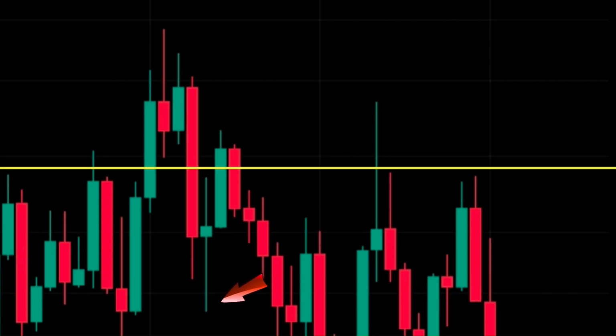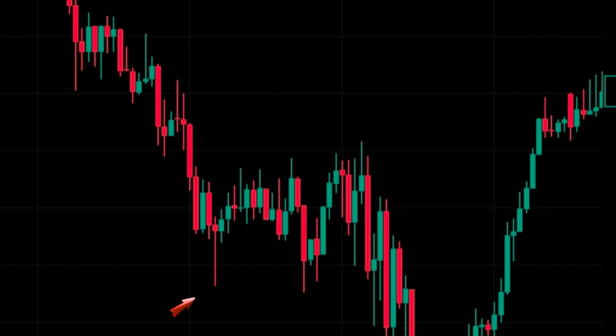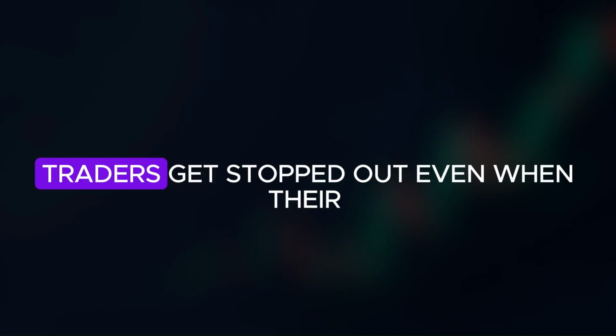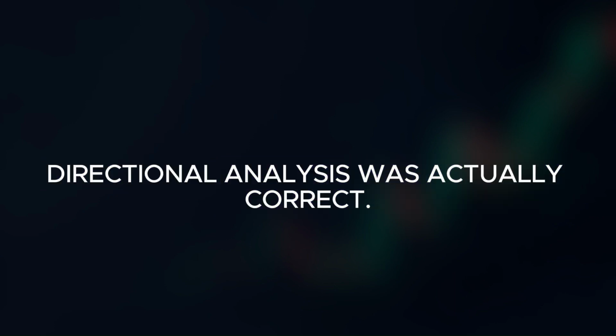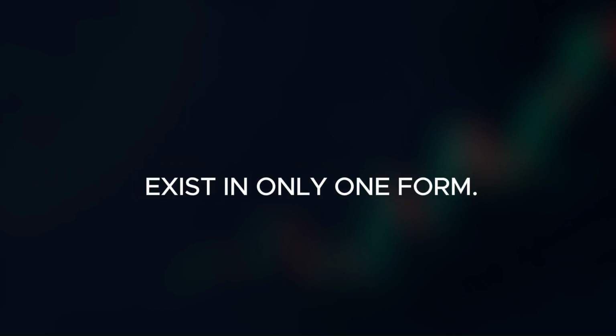Because one of the biggest mistakes most traders make is placing their stop loss directly inside liquidity, below obvious lows, above obvious highs, around equal highs and equal lows, or around areas where liquidity naturally exists. And the problem is, once liquidity forms in those areas, price very often seeks those areas before continuing in its intended direction. Which is why many traders get stopped out, even when their directional analysis was actually correct. So before learning how to place a stop loss correctly, we first need to understand how liquidity forms in the first place. Now, liquidity does not exist in only one form.